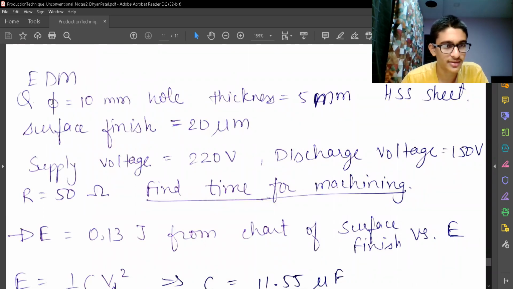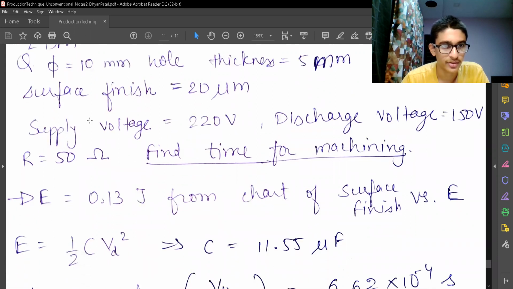Let's look at one more question which is very similar in nature. My hole has 10 mm diameter and a thickness of 5 mm, and it is made in an HSS sheet, high speed steel sheet, and the surface finish is 20 micrometer. Let's look at the understanding of surface finish. The supply voltage is 220 volts, discharge voltage is 150 volt, and the resistance value is 50 ohm. So my capacitance is missing. That's the observation you should make, and the machining time is to be found.